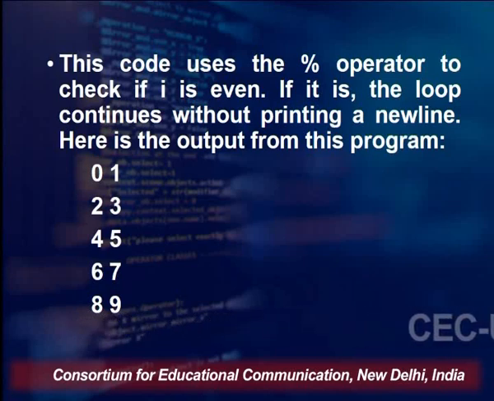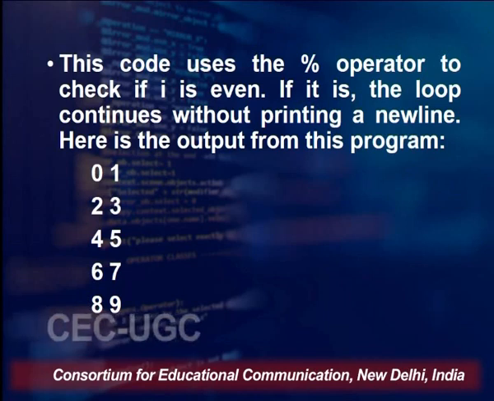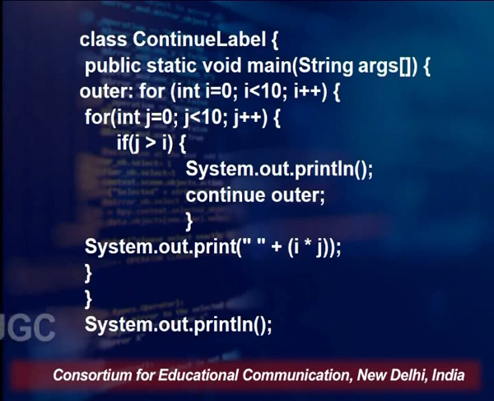No new line, but after 5 a new line is there, and then so on and so forth. So, this is what is happening. As with the break statement, continue may also specify a particular label to describe which enclosing loop we want to continue. And here is such an example, a class ContinueLabel.